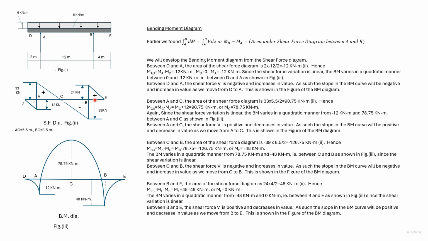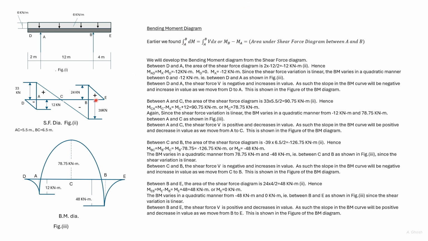Area between B and E of the shear force diagram is 24 into 4 divided by 2, that is 48 kilonewton meter. We again use this equation. MEB is equal to ME minus MB is equal to 48. Now MB is minus 48. So we substitute that and we get ME is equal to 0.